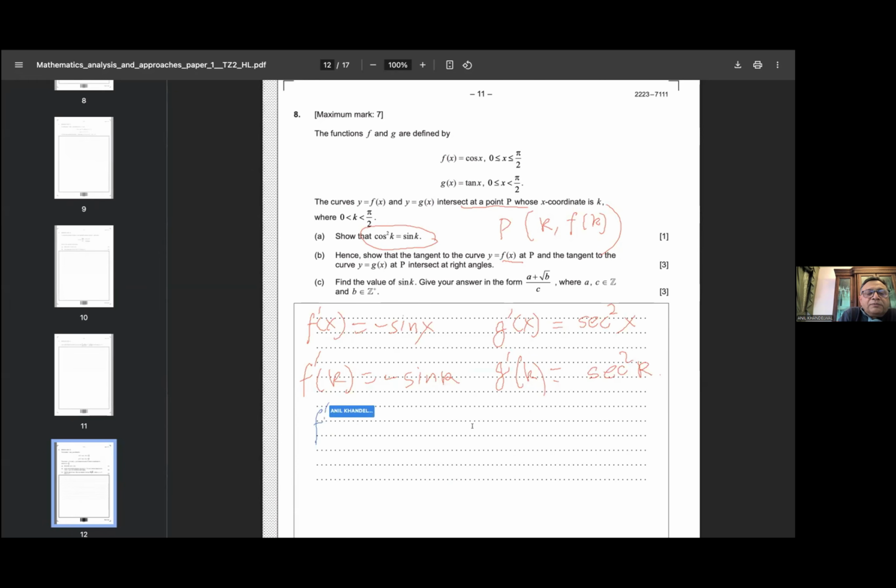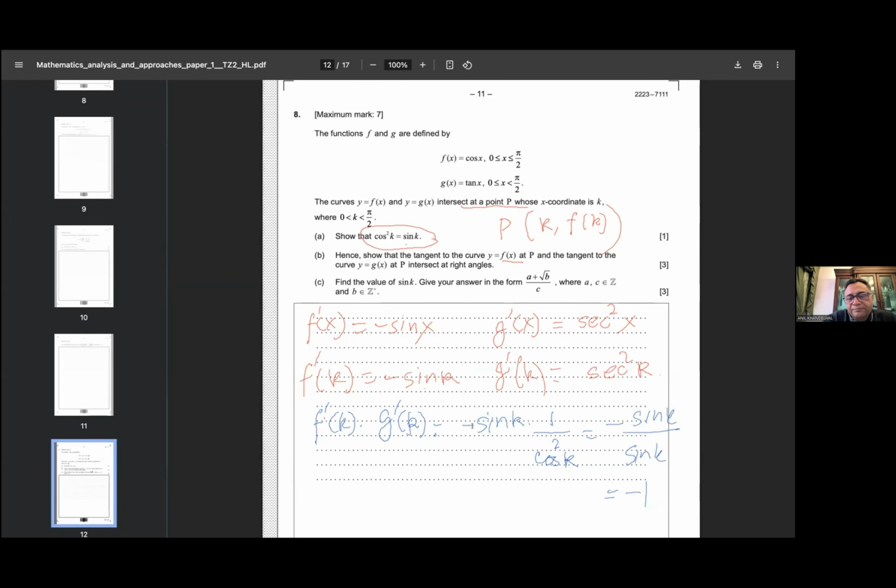If you multiply f of k with g of k, we get minus sine k times secant square k, which is 1 over cos square k. Is it okay? But we have just shown that cos square k is sine k, right? So it will be minus sine k over sine k, which is minus 1.